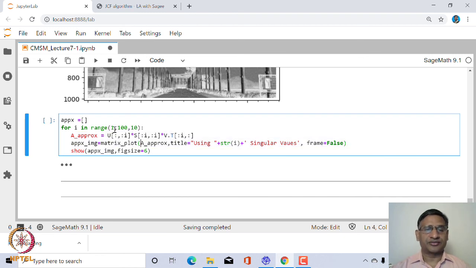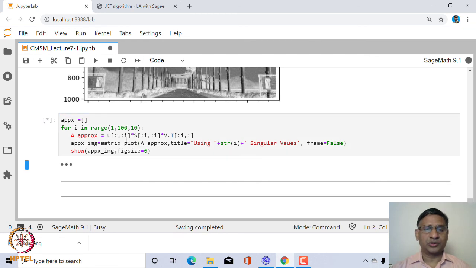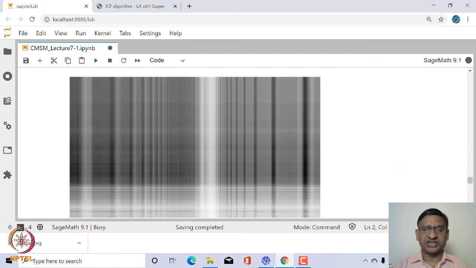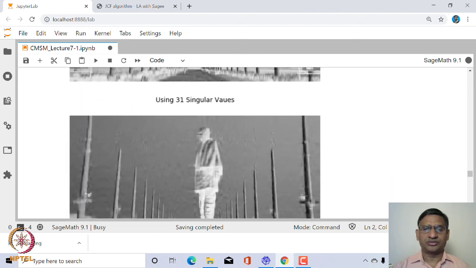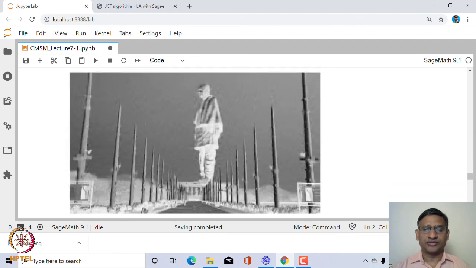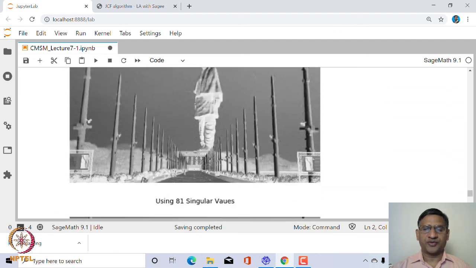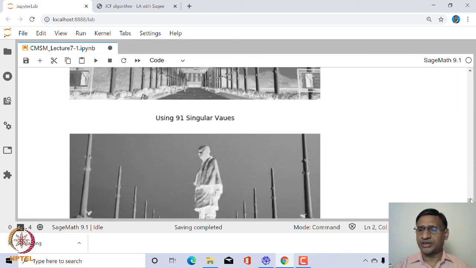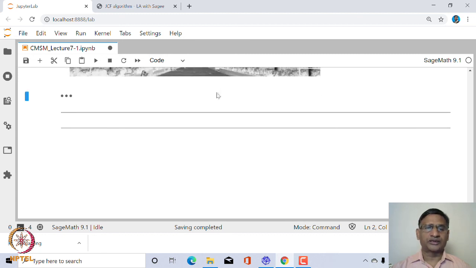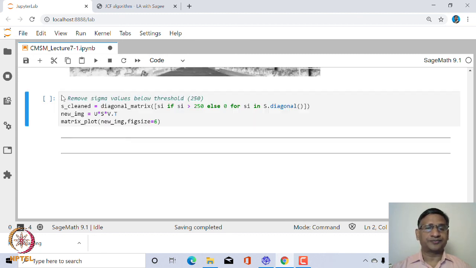Next, let me run this in a loop, so that it shows you the approximation starting with the first one term, then 11 terms, then 21 terms, and so on. So, let us run this loop. In the first approximation, you cannot make out anything. This is the first 11 terms, then 21 terms, then 31 terms, 41 terms, and you can see that when you reach about 100, the approximation is very good, right. It is almost like the original. That is what is called image compression, and that is an application of SVD.